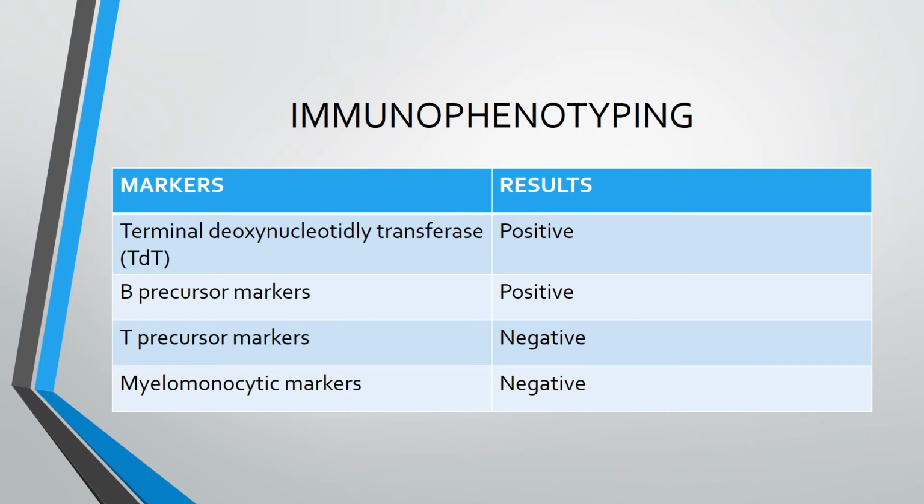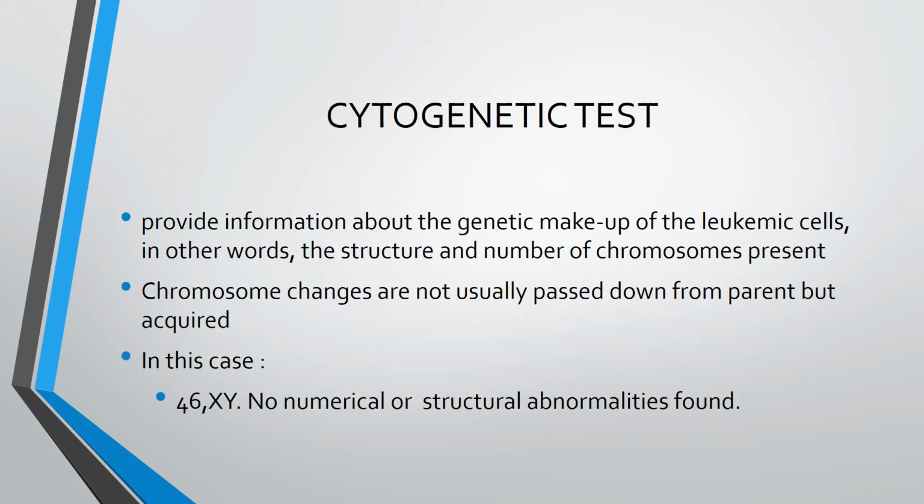Furthermore, immunophenotyping also has been done. The markers tested are CD, which shows a positive result, B precursor cell, which shows a positive result, T precursor marker shows a negative result, and myelomonocytic marker also shows a negative result. Then cytogenetic test has been done. Cytogenetic tests provide information about the genetic makeup of the leukemic cells, in other words, the structure and number of chromosomes present.